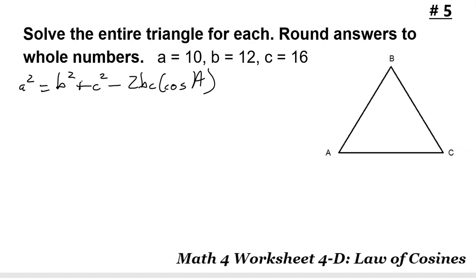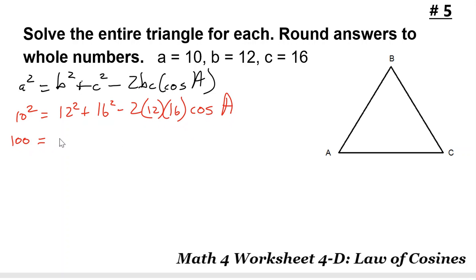Formula is going to look like that. We're going to plug in 10 squared equals 12 squared plus 16 squared minus 2 times 12 times 16 times cosine of big A. That's 100. That's 144. That's 256.